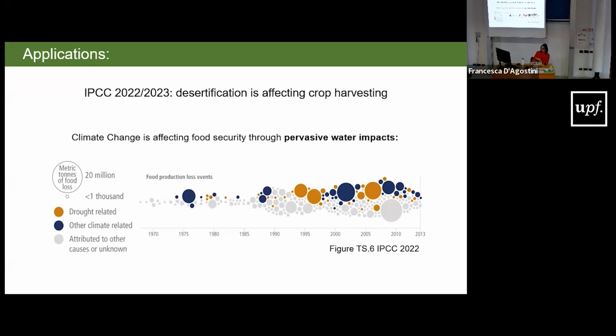For example, the Intergovernmental Panel on Climate Change in 2022 and 2023 has identified drought as one of the most important causes of yield loss. So it proposed that studying how plants react to water-limited resources is one of the most important issues regarding climate change.